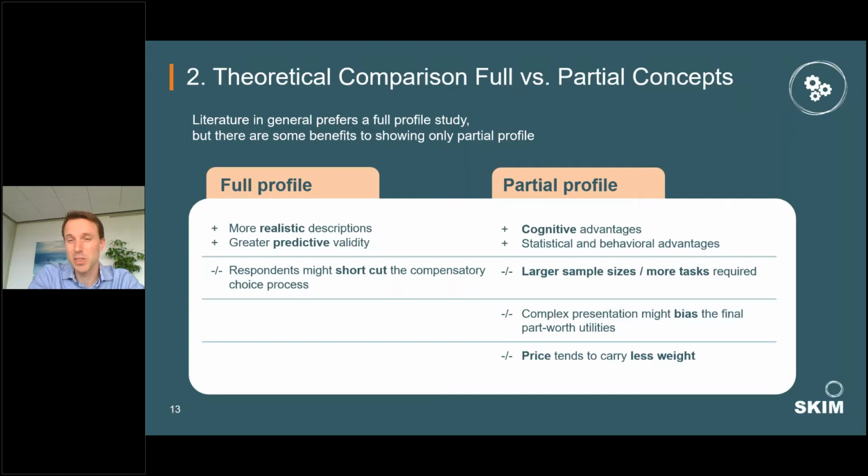And even further, and even more severe, is that the complex presentation might bias the final part worth utilities. Especially for price, that tends to carry less weight. So if respondents only see part of the product, suddenly they're going to focus less on price and you get less weight than when you show a full profile concept.